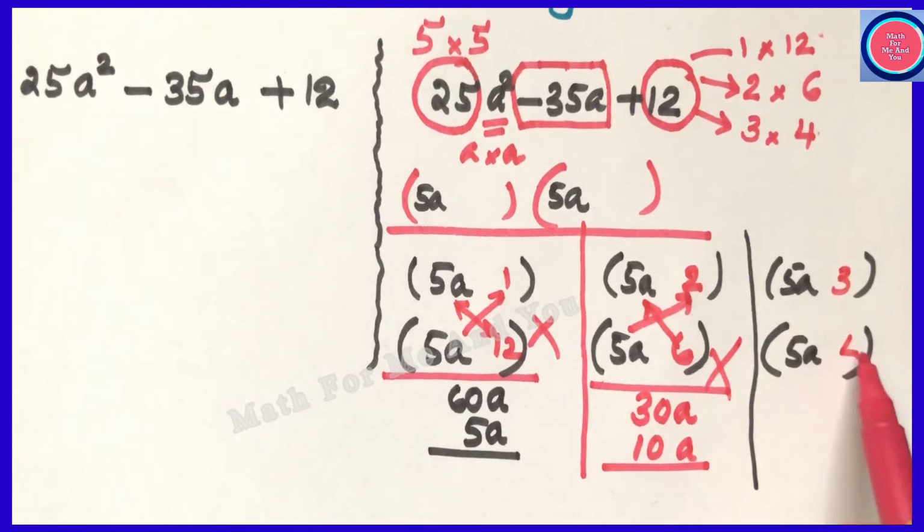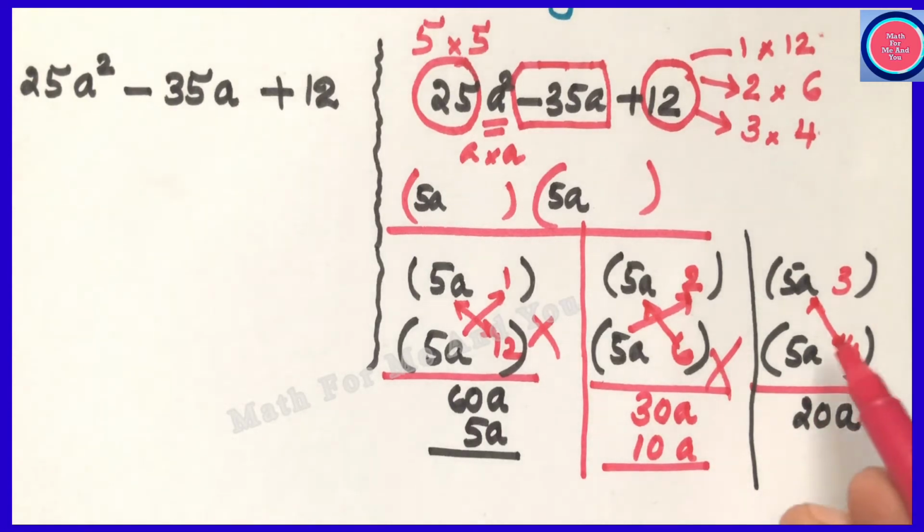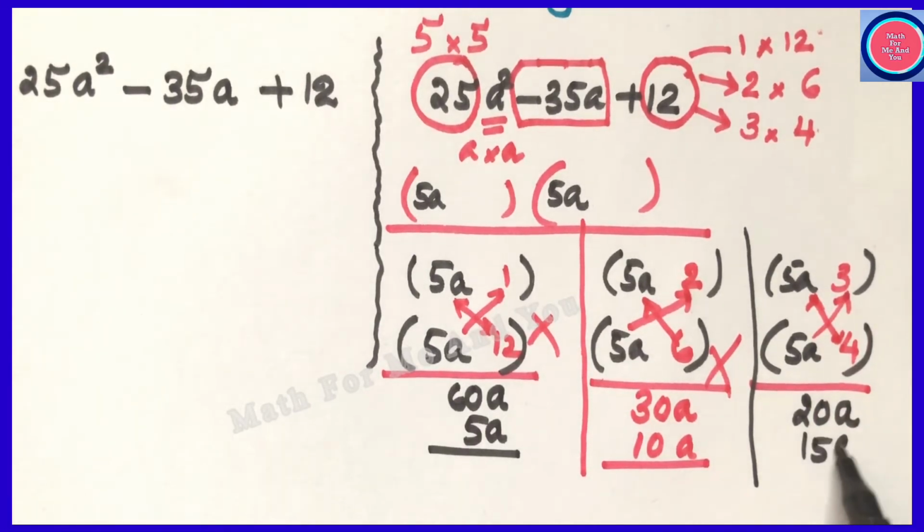Write that pair 3 and 4. Cross multiply and check. 5a times 4, it is 20a. 5a cross multiply with 3, 15a. Now find the sum or difference of a terms.